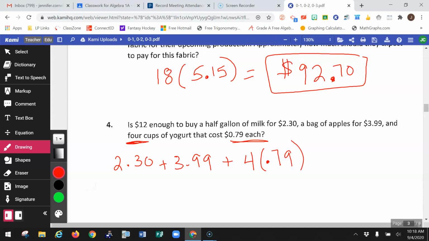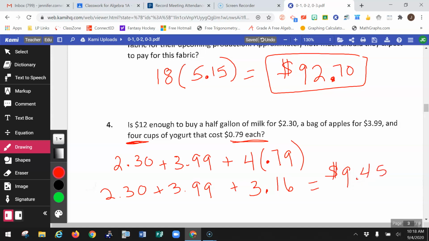So following your order of operations, you want to make sure you multiply this first. So this is $3.16 for our yogurt. And then you can just go ahead and add these up. The total cost ends up being $9.45. So the question is, is $12 enough money? Yes, it is. We're going to have a little bit left over.